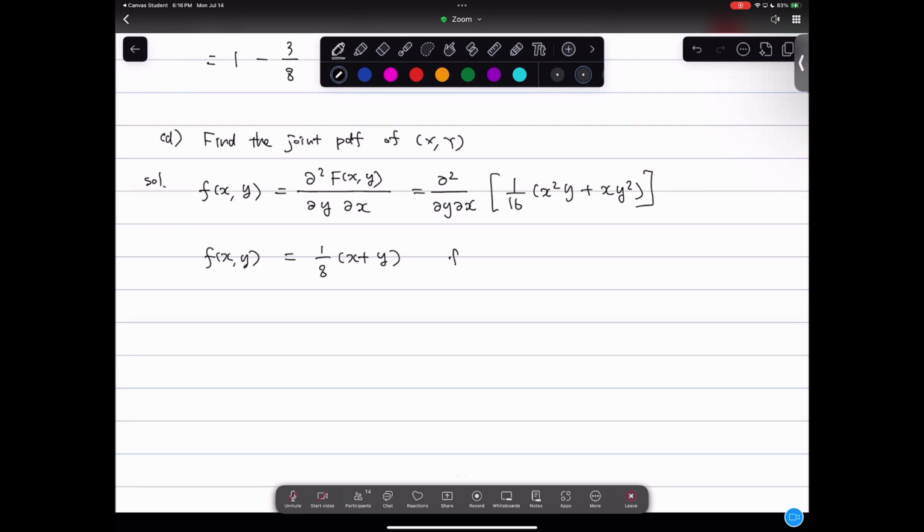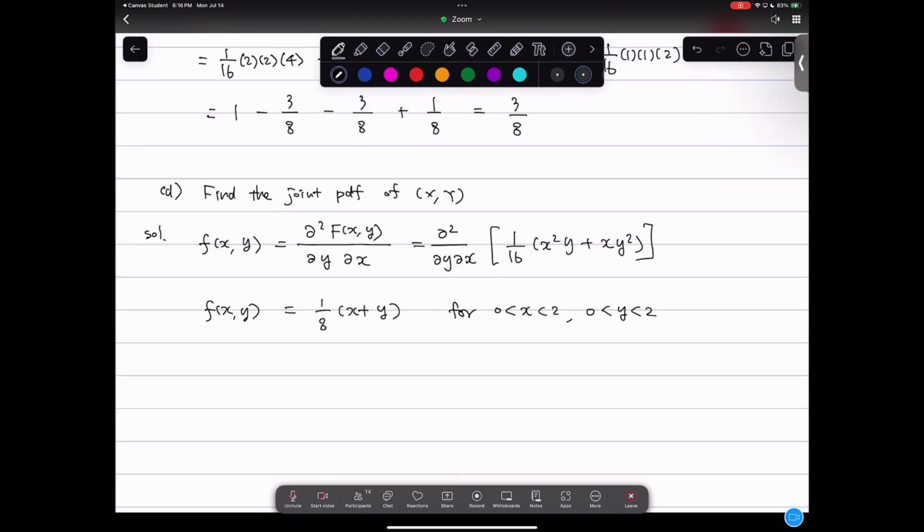For x values, both 0 to 2. So I think this is getting your joint PDF from the cumulative distribution sheet. Any questions? So you do need lots of practice to get a solid understanding of going from where to where. Otherwise, you get so confused when taking these.